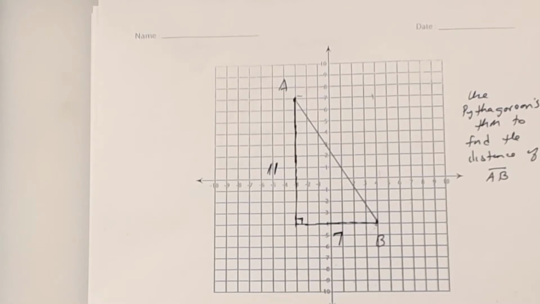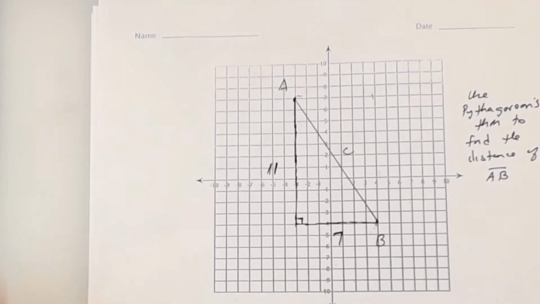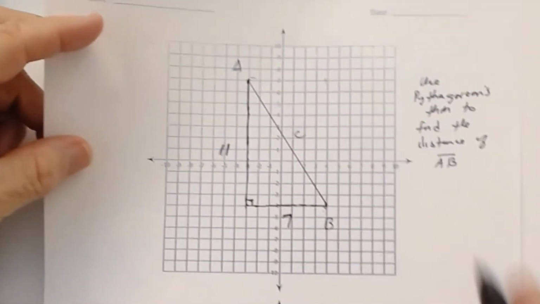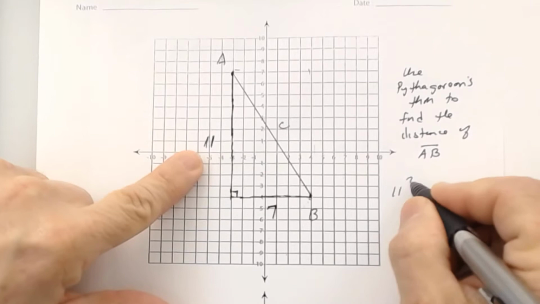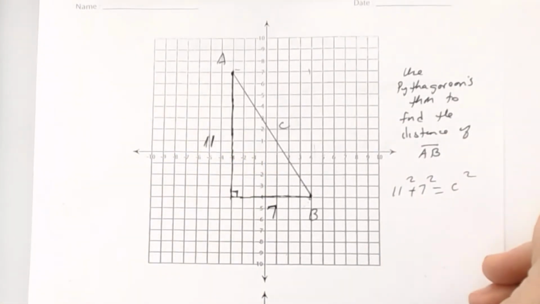11. And remember, I'm glad no one said negative, because the length has to be positive. Okay. All right. And we don't know what this is, and we'll call that C. So I'm going to say 11 squared plus 7 squared equals C squared.